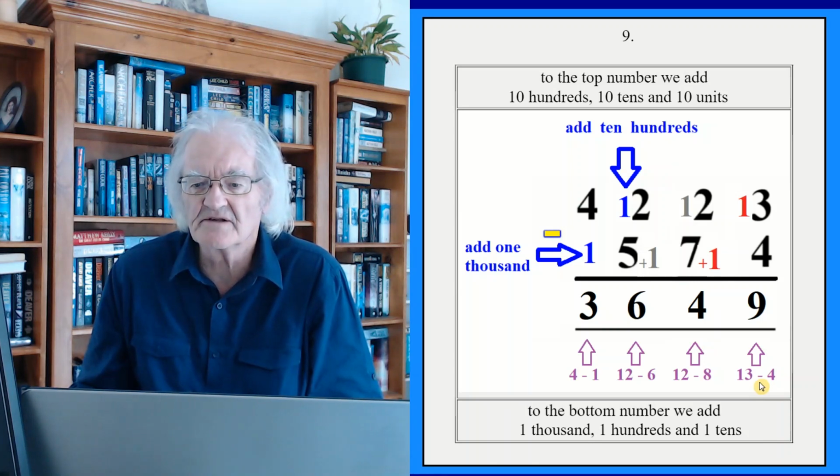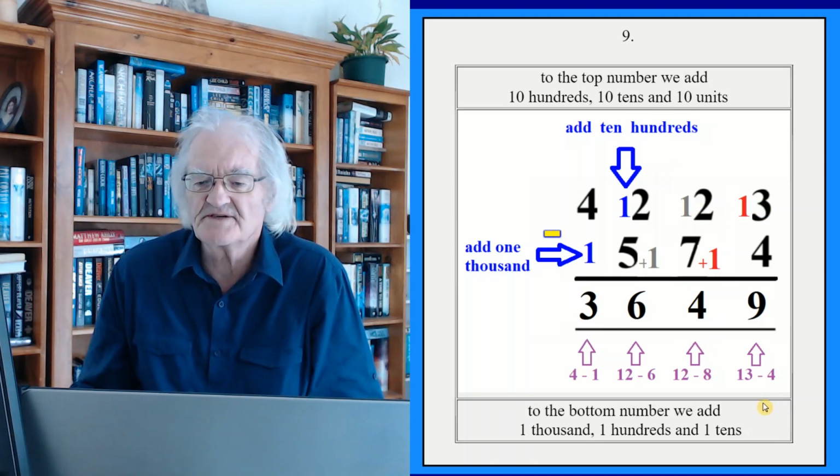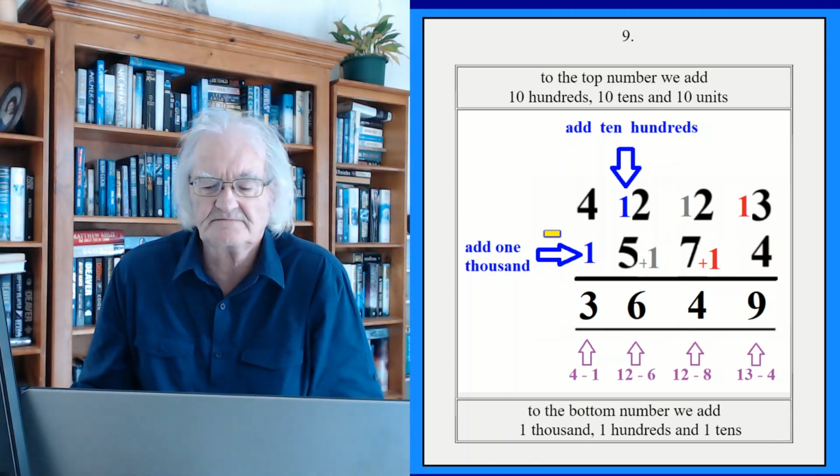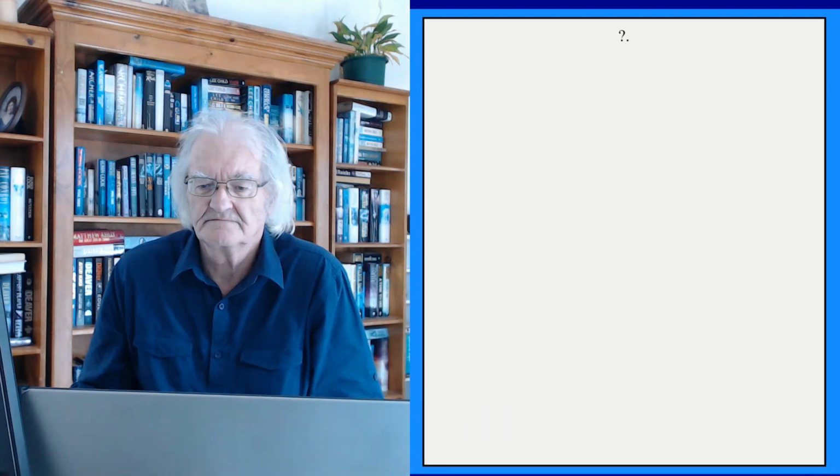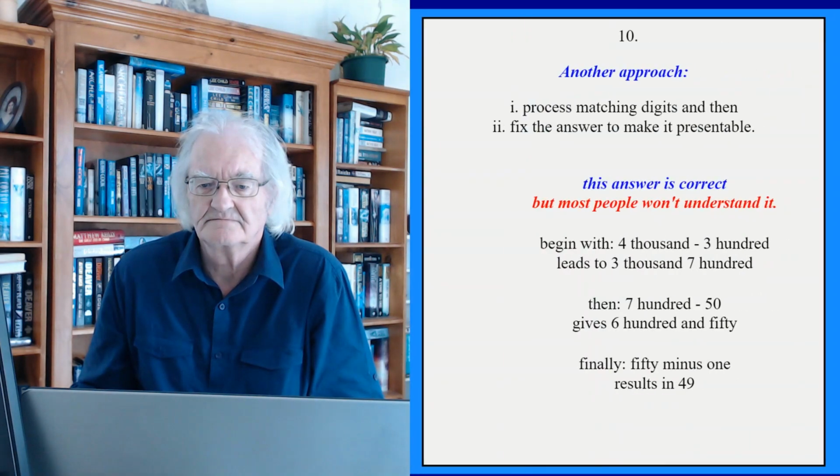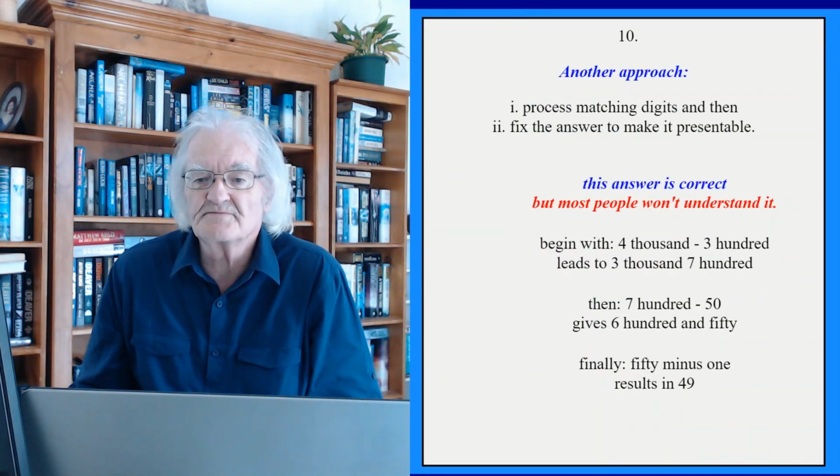So now we can do the calculation because each digit on the top line is expressed in a way which makes it larger than the appropriate digit in the bottom line. Another approach to subtraction processes matching digits and then fixes the answer to make it presentable.